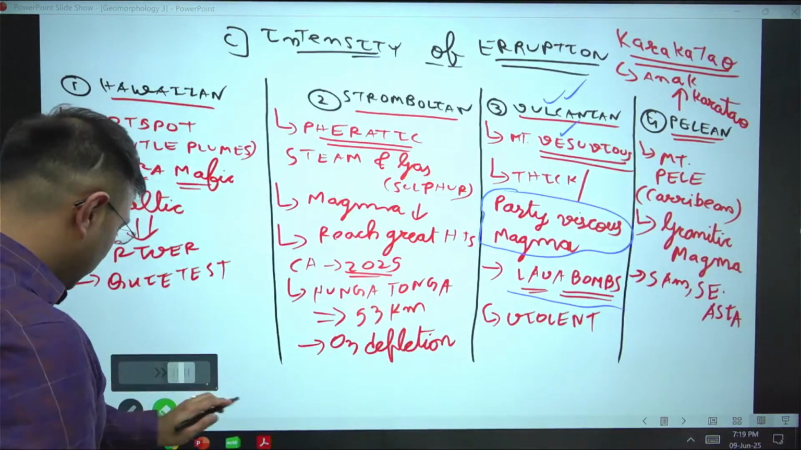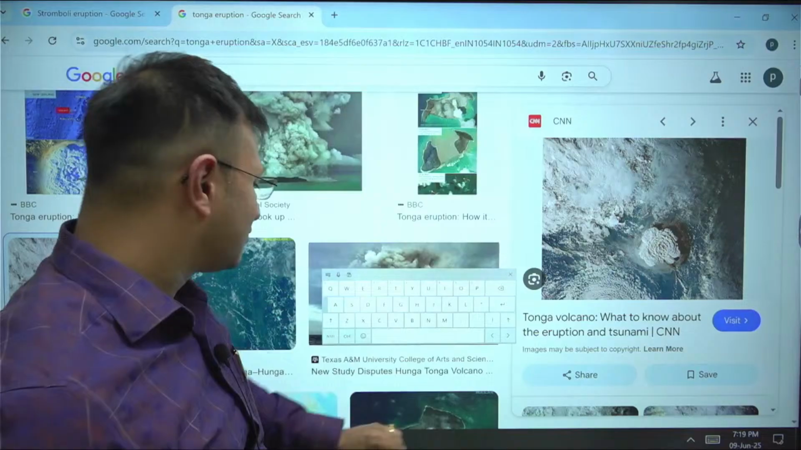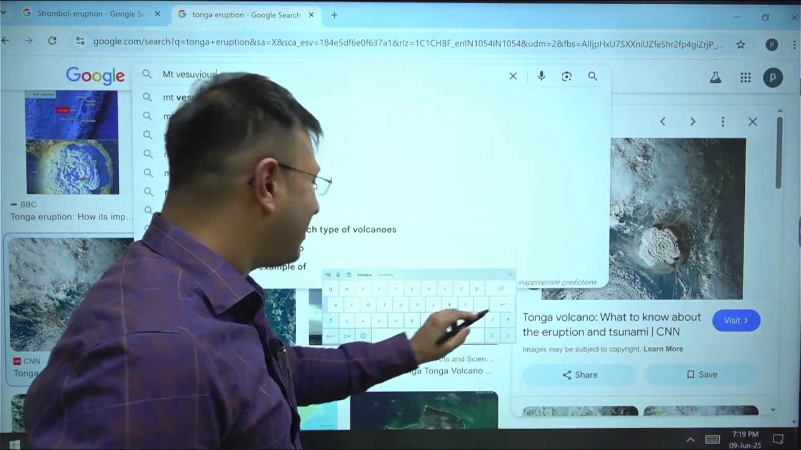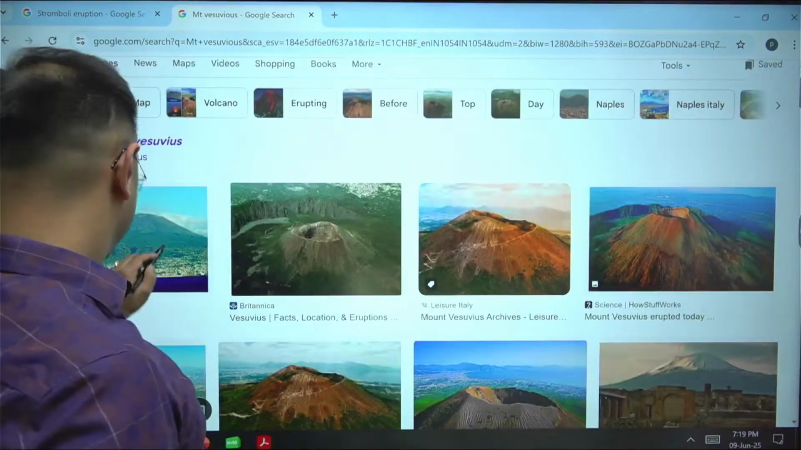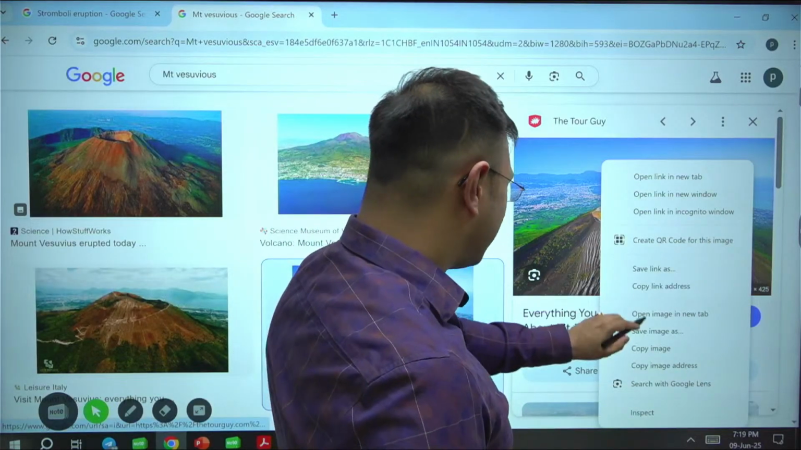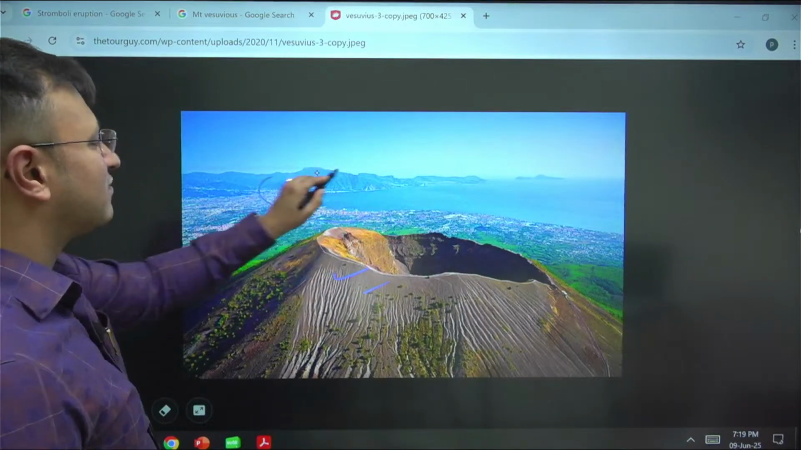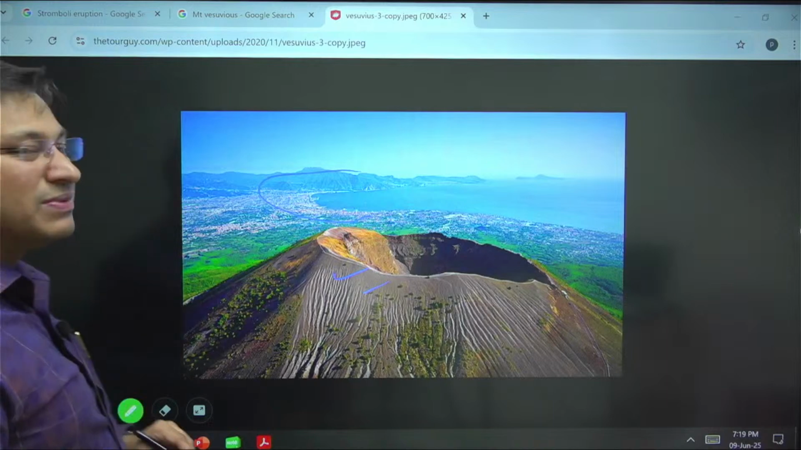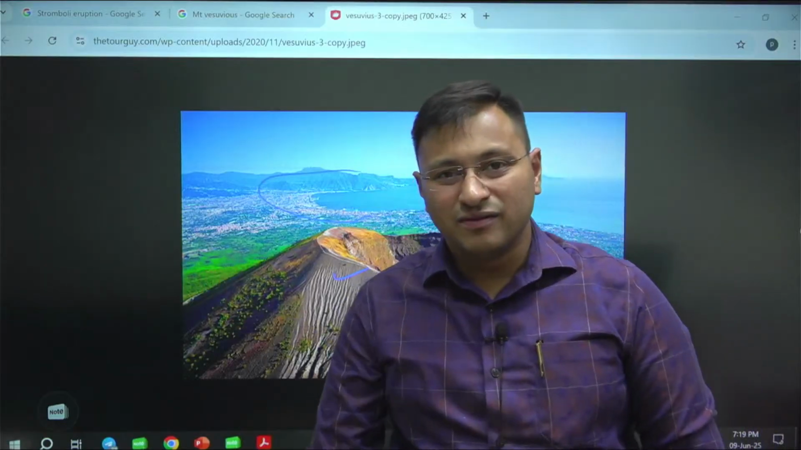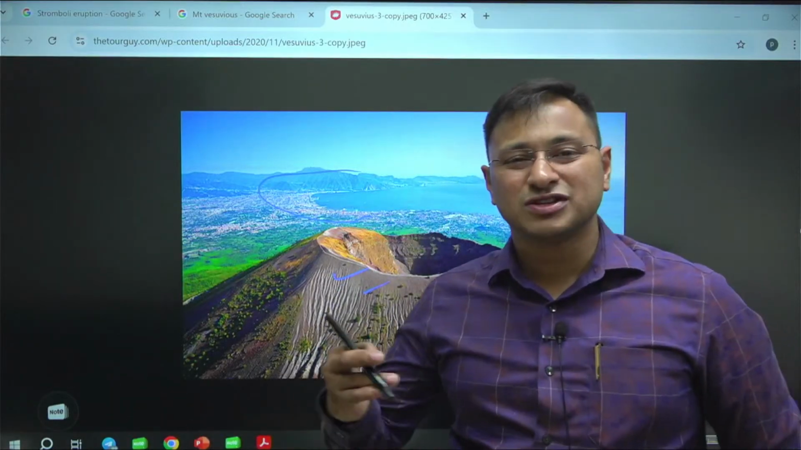If I'm showing you where we have Mount Vesuvius: it is located again on the west coast of Italy, and it is world famous because at the foothills of Mount Vesuvius we have Naples, Napoli. If you carefully observe this image, this is your Mount Vesuvius, and the city you find over here is the town of Naples, the birthplace of pizza. There was a city over here which was completely destroyed due to the eruption of Mount Vesuvius. That city's name was Pompeii.